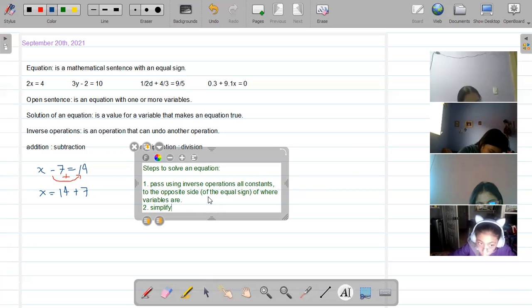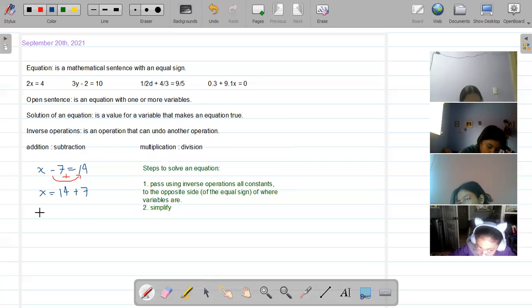Not always is the right side where you're going to move constants, okay? Sometimes it is to the left. In this case, it was moving it from the left to the right, okay? So now we're going to simplify and say x is equal to 14 plus 7.